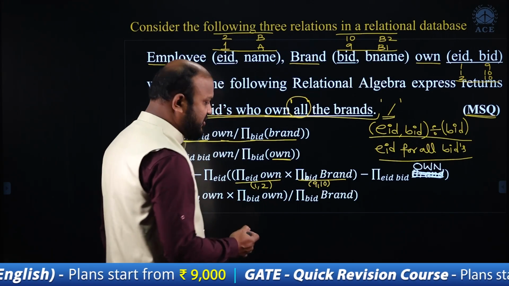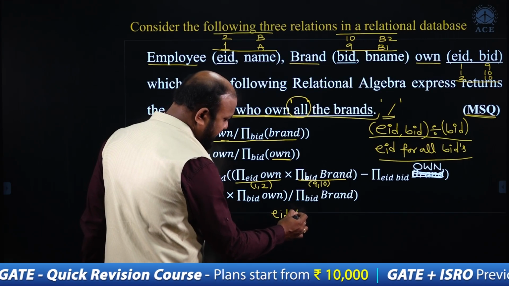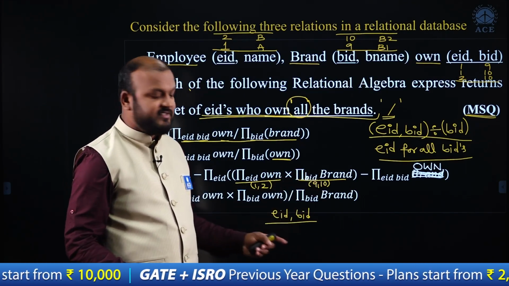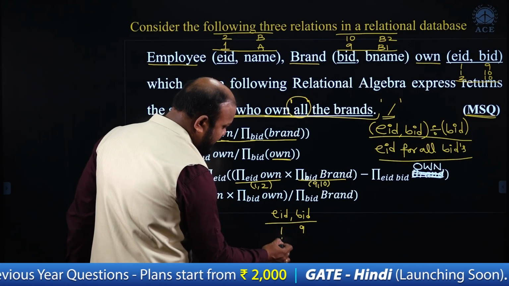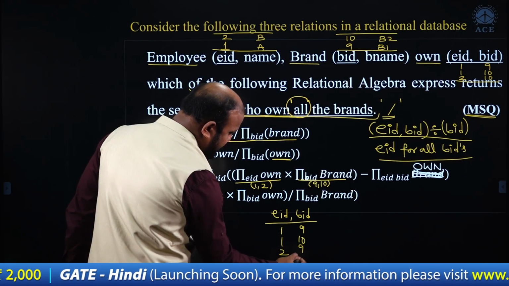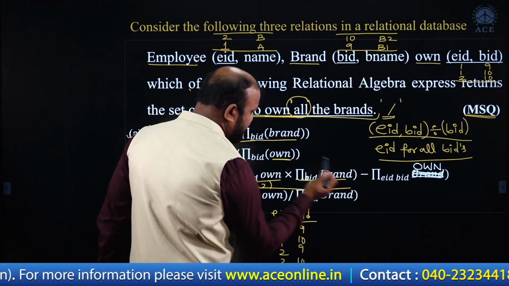Between them we have a Cartesian product. The Cartesian product gives the output EID, BID with all the combinations: 2 EIDs, 2 BIDs, 2 into 2, 4 combinations. What is it going to give you? 1 9, 1 10, 2 9, 2 10 in the output. This is the output of this expression.